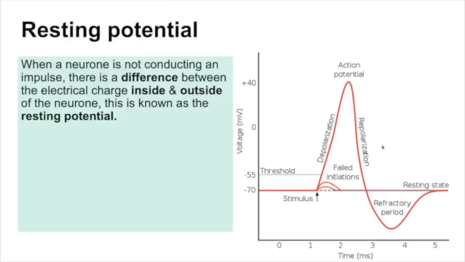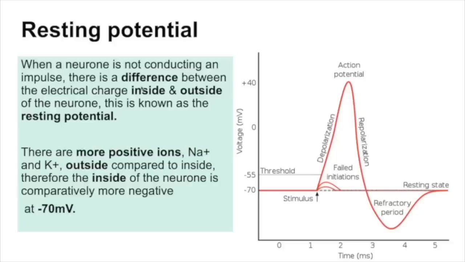A resting potential is what we would have happening inside of the axon when there is no stimulus. So when a neuron is not conducting an impulse because there's no stimulus, there's no change in the environment, there is still a difference between the electrical charge inside the neuron, so inside the axon, and outside. And we call that difference the resting potential.